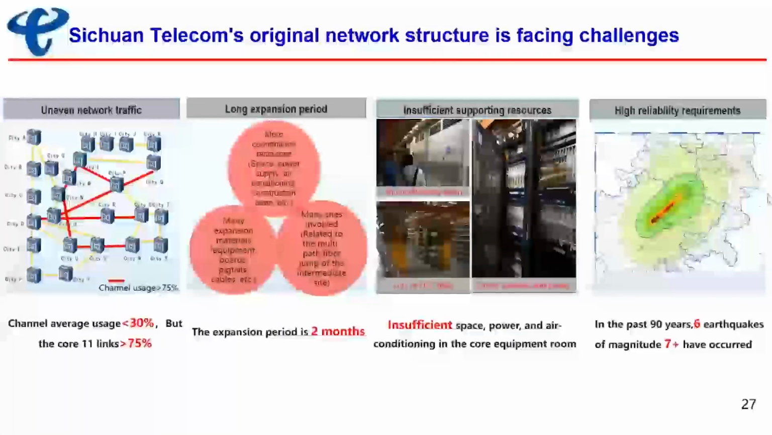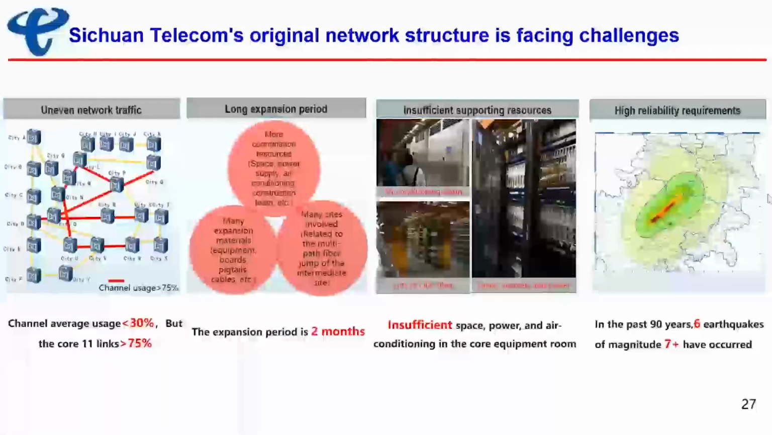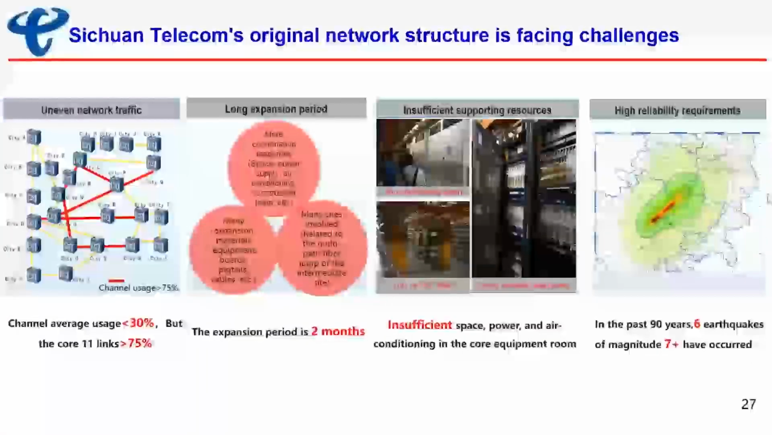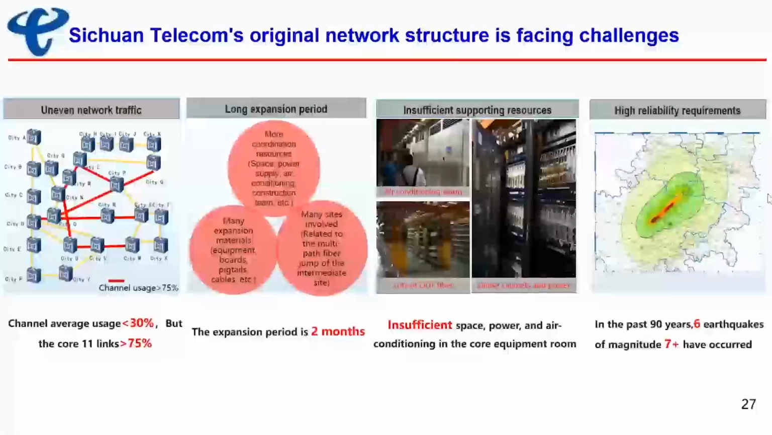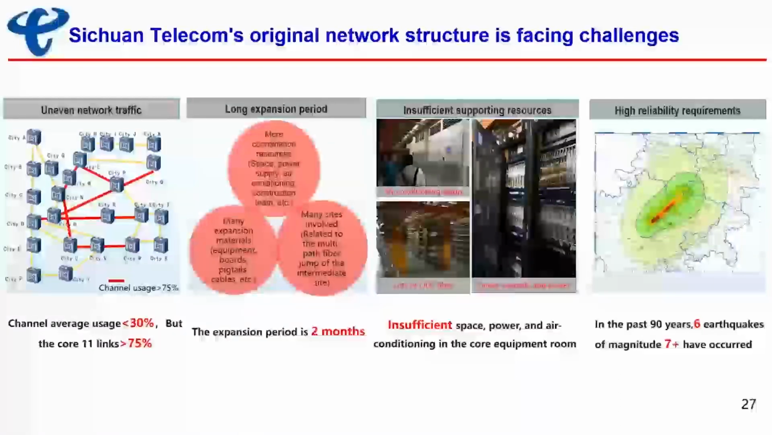Second, the network expansion cycle is long. The traditional network expansion method requires coordination of many resources, such as space, power supply, air conditioning, and the preparation of many materials, such as equipment, boards, fibers, and cables. It also involves a large number of fiber connections and sites. If the traditional ROADM solution expansion method is adopted, the construction period is up to 2 months. In addition, the site resources are also a problem.